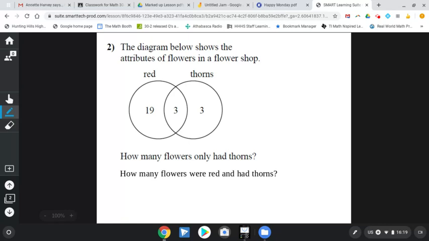All right, let's look at number 2. The diagram below shows the attributes of flowers in a flower shop. We can see they're sorting out some flowers here, red flowers and flowers with thorns. How many flowers only had thorns? I want you to think about your answer. On these ones, I'll slow down to let you think about it, and then I will put the answer in.